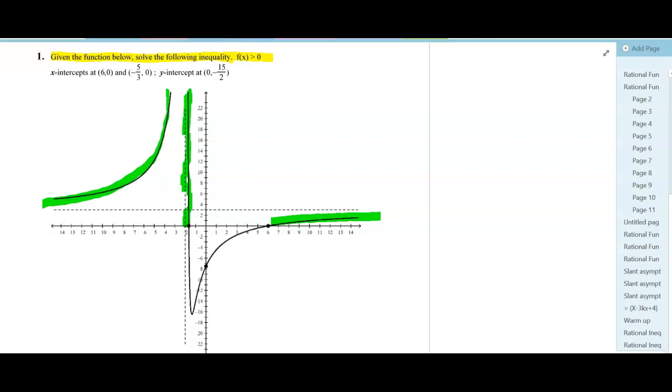So the green parts, where the function is above the x-axis, are from negative infinity to that vertical asymptote of -2, union -2 to the x-intercept, which is -5/3. Since it's a strict greater than, these intervals are all open. Union 6 to infinity.